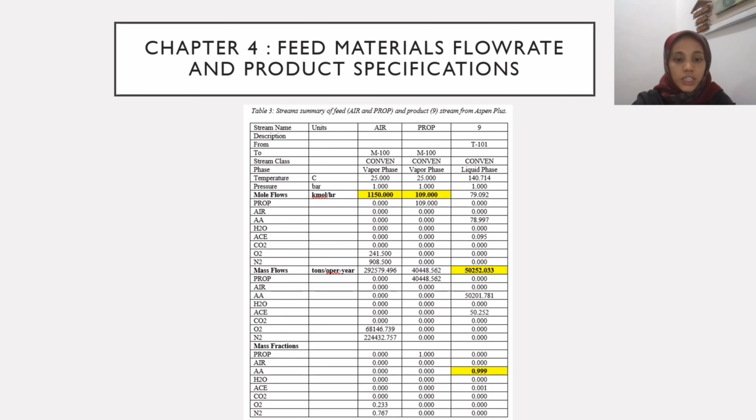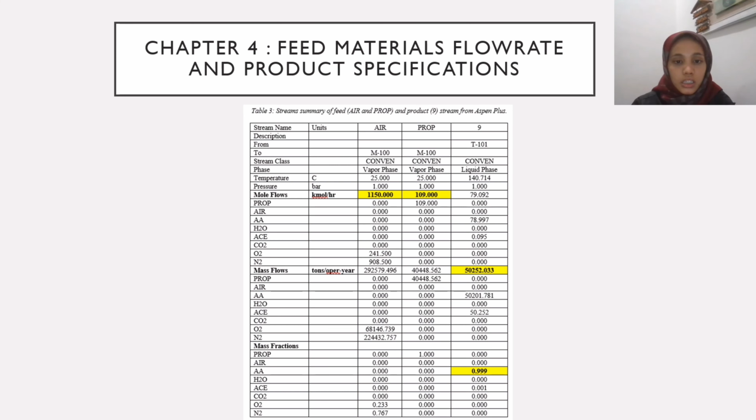We proceed to Chapter 4, feed materials flow rate and products specification. According to the process flow diagram, you can see the feed streams for the process are air and propylene streams, while the product is stream number 9.